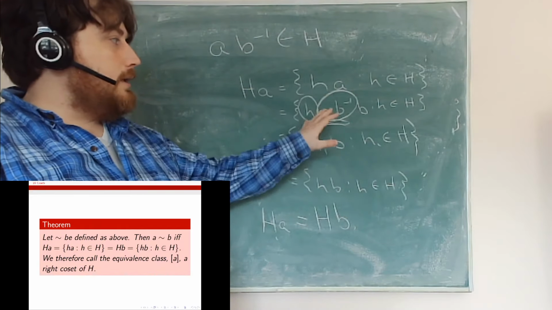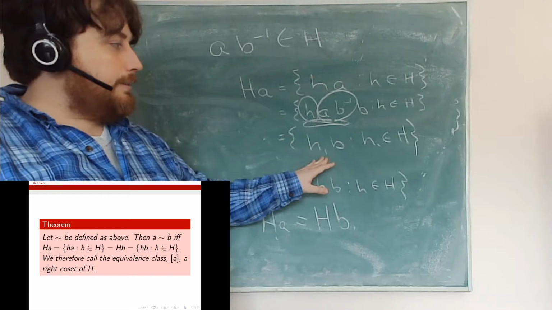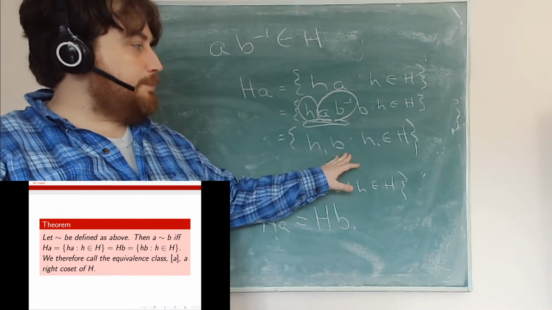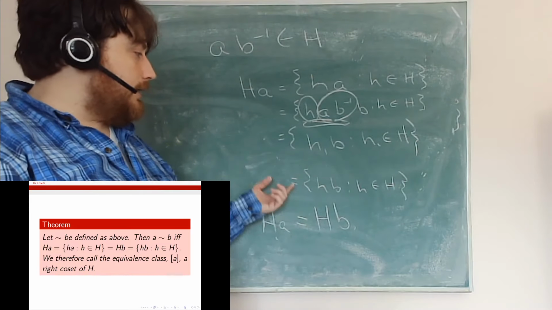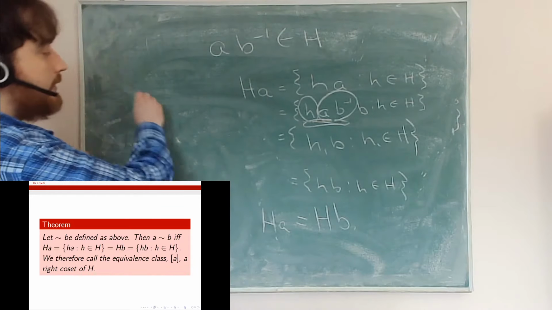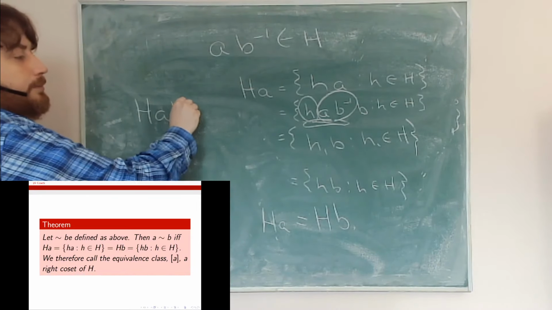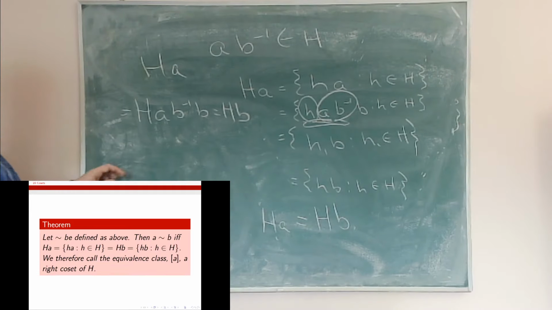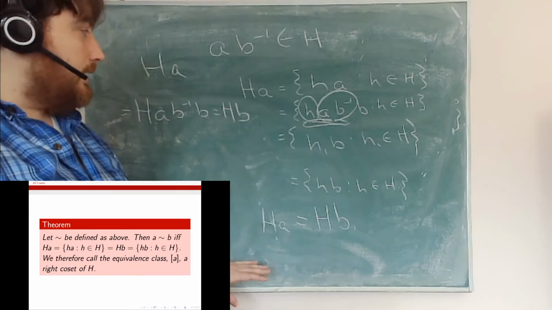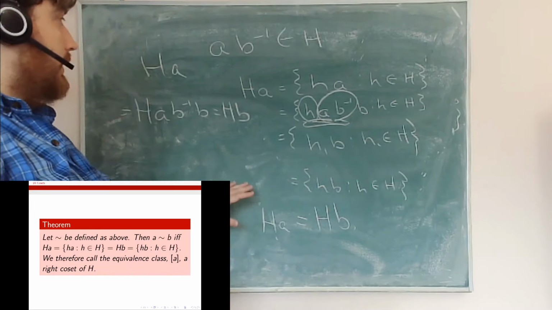So what we get is an element of H times an element of H is a different element of H, but we get an element of H times B, and this is just some element of H. Indeed, I can take HA and multiply by B inverse B, and I get HB. So HA is equal to HB, and we get that those are indeed the same. And if these are the same, then again, we can show that by reversing the order, A B inverse will have to be in H.